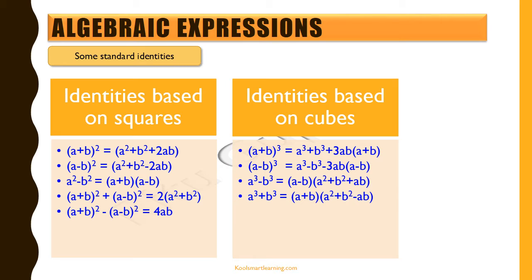And a minus b whole cube is equal to a cube minus b cube minus 3ab into a minus b. A cube minus b cube is equal to a minus b into a square plus b square plus ab. A cube plus b cube is equal to a plus b into a square plus b square minus ab. So again, these are some of the identities, and there are some more standard identities that we'll do in the higher classes. So we need to remember these identities.